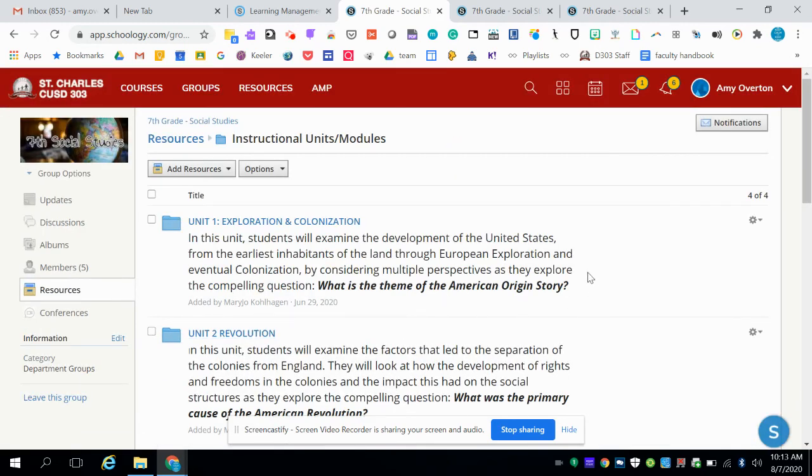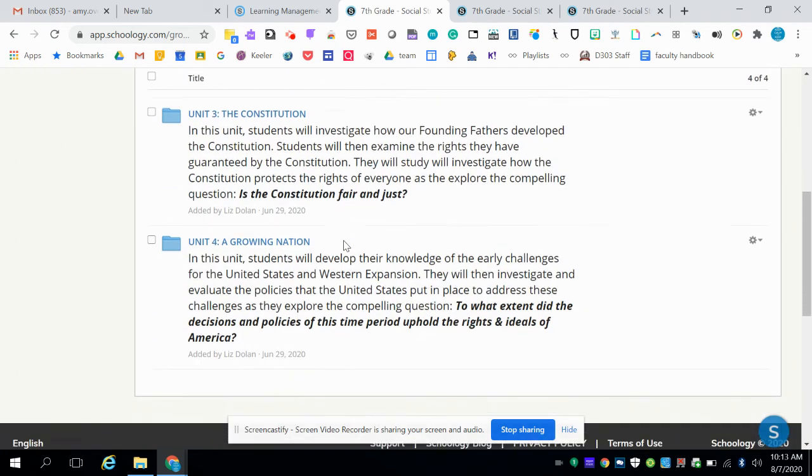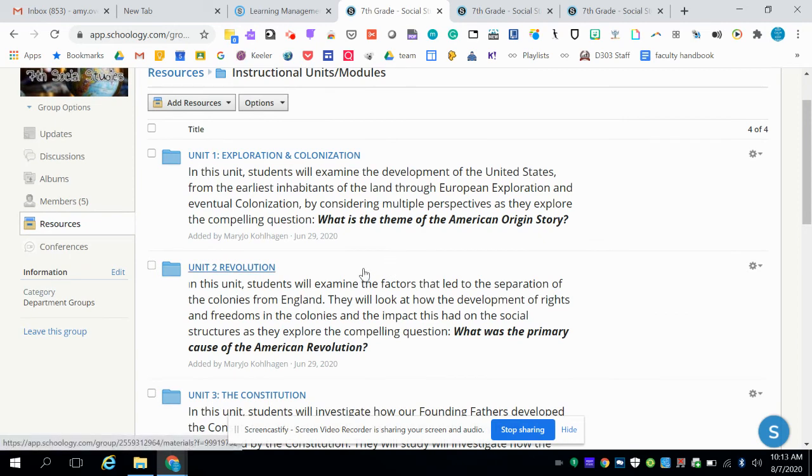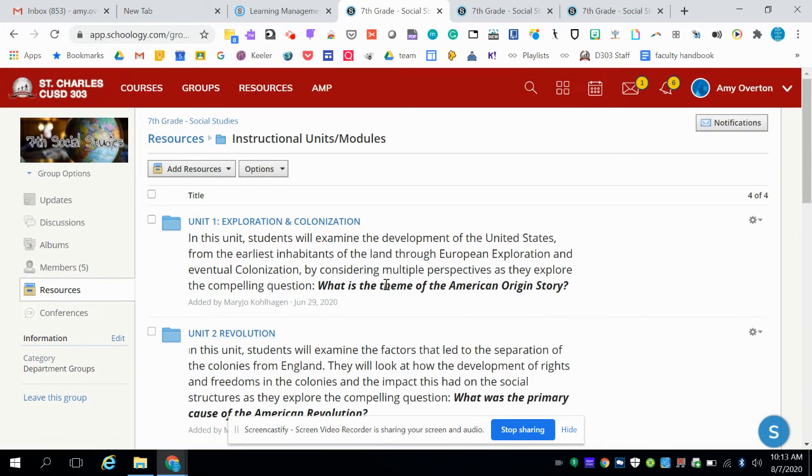And 7th grade, you're going to notice Liz was able to do this work. She pulled over the key curriculum information from our website and put it here in folders according to our regular curriculum. 8th grade, I wasn't able to get this done, but when you go into the instructional units modules, you're going to see a link to the curriculum website that we've been using the past year or two. And so you'll still be able to access this information. It's just not laid out as nicely as it is in 7th grade. Sorry, 8th grade, I ran out of time.